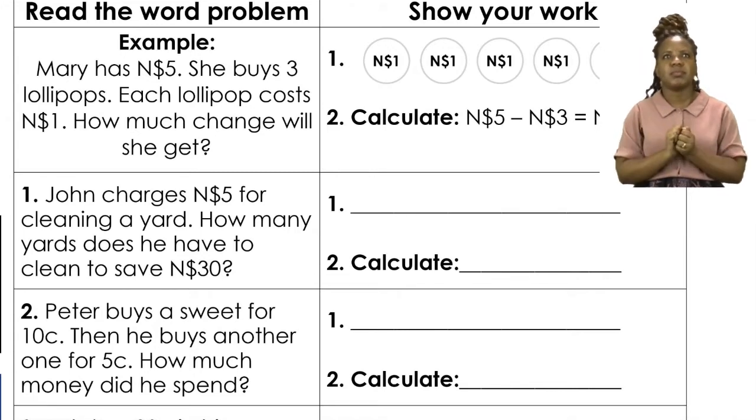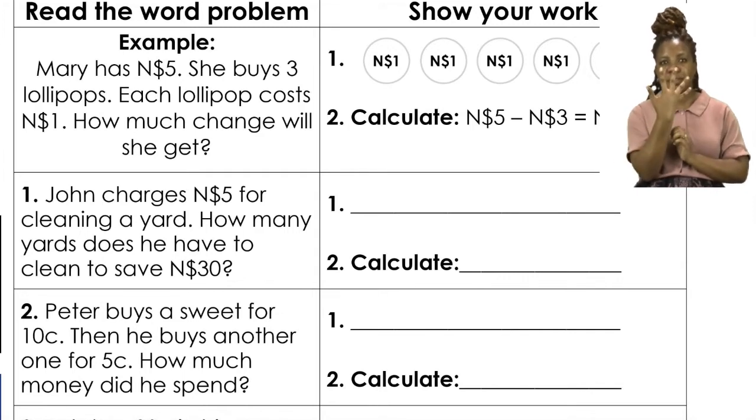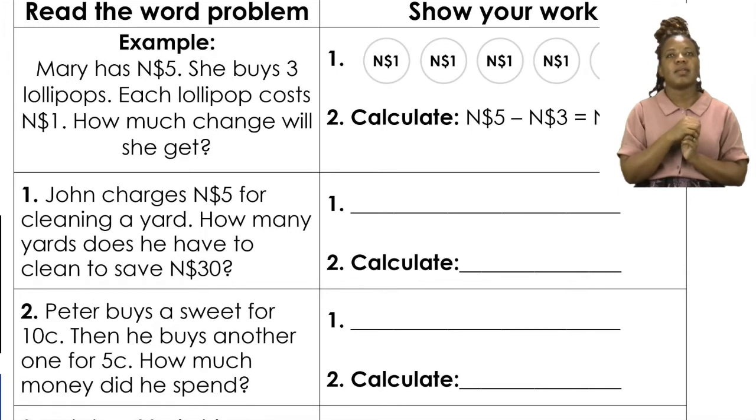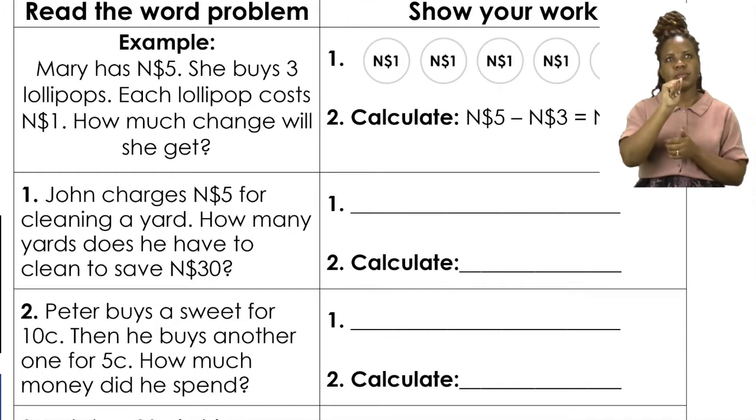The example says, Mary has 5 Namibian dollars. She buys 3 lollipops. Each lollipop costs $1. How much change will Mary get? Mary has 5 Namibian dollars. She buys 3 lollipops. Each lollipop costs 1 Namibian dollar. How much change will she get?